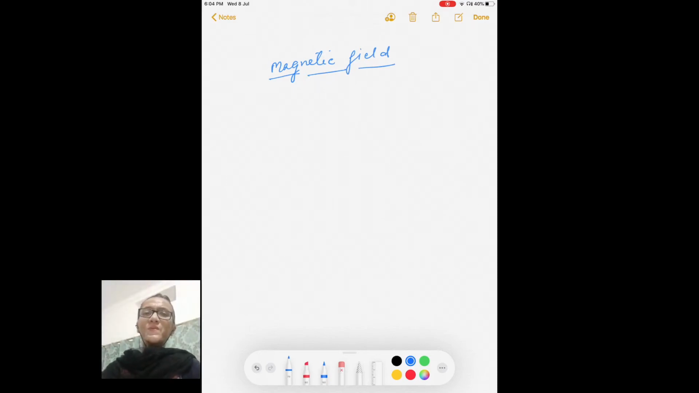Hi, so today we will learn about magnetic field and a magnetic field created due to a long current carrying conductor. So what is magnetic field? Some influence of a current carrying conductor is there all around its space. That influence due to which when a compass needle is placed in this field, that is deflected. That influence is called magnetic field.